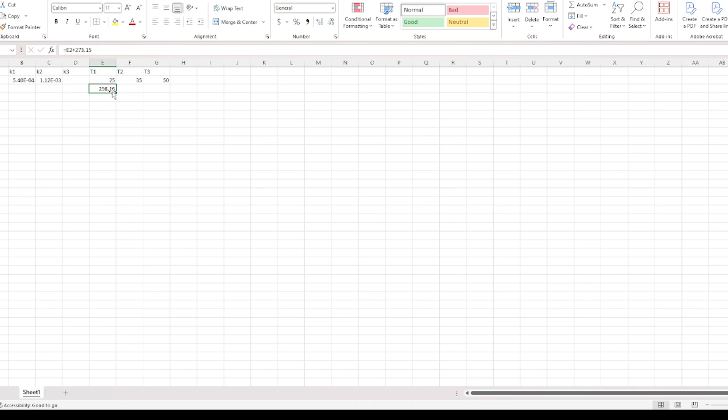If I scroll down right to the corner here, it changes from a fat plus to a skinny plus. The skinny plus allows us to drag formulas across and down. So I want the formula to read whatever's in row 2. We're going to add 273.15 to it. So I'm going to drag that across. And what do you know? We get 308.15, 323.15. I've calculated my T's at all temperatures.